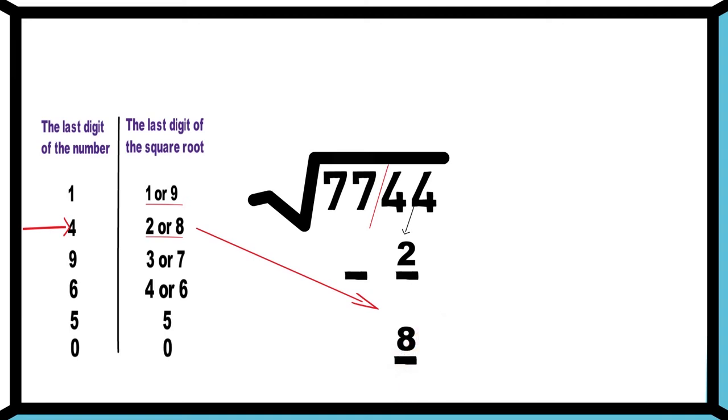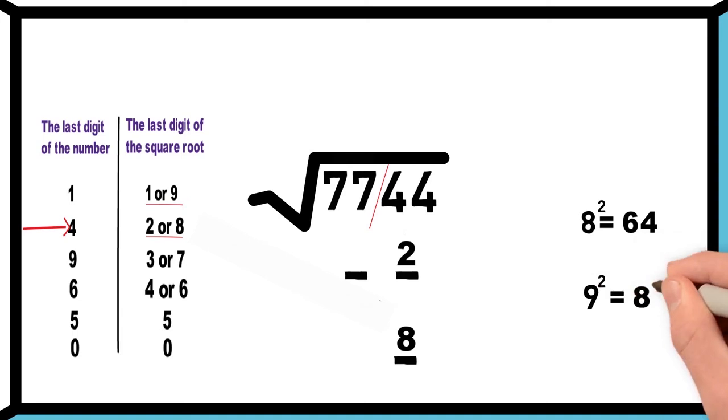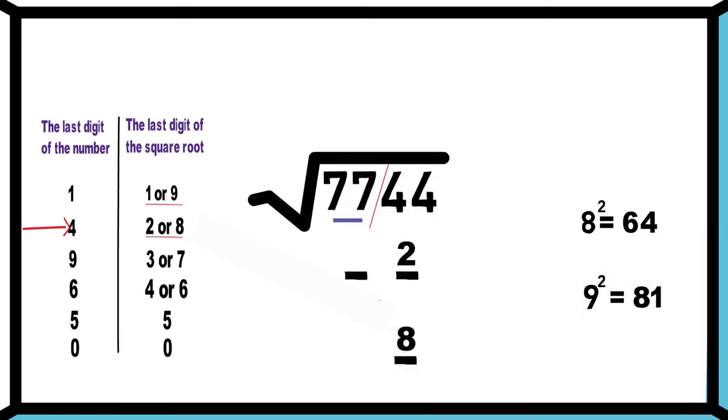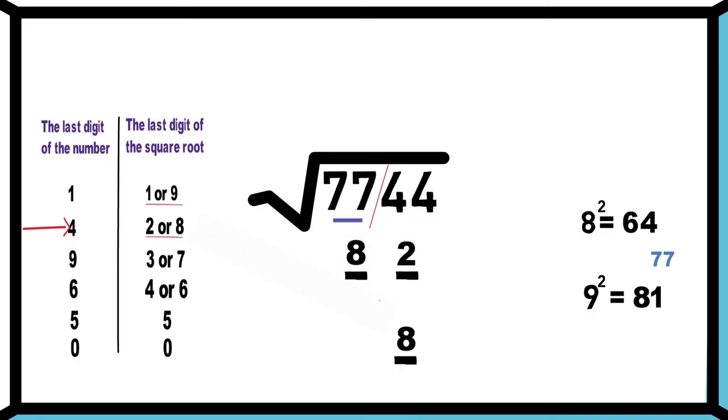Let's see where the 77 lies. We know 8 square is equal to 64. 9 square is equal to 81. This number 77 lies between 8 square and 9 square. For the starting digits, we take the smaller number. It means the answer will be 82 or 88.